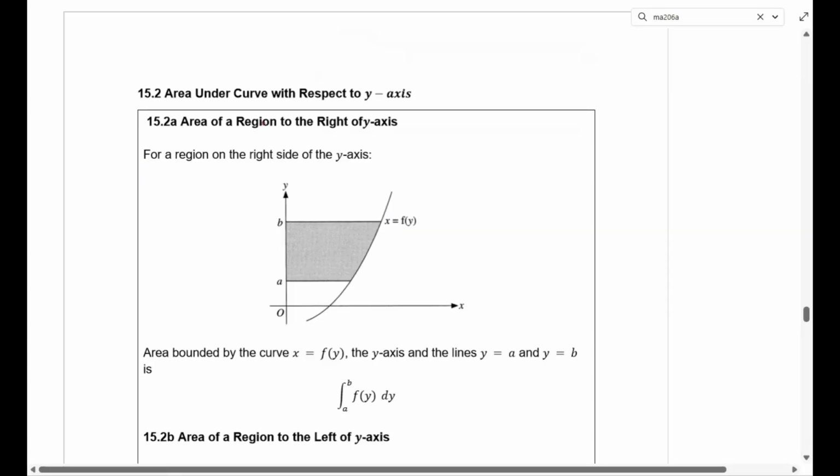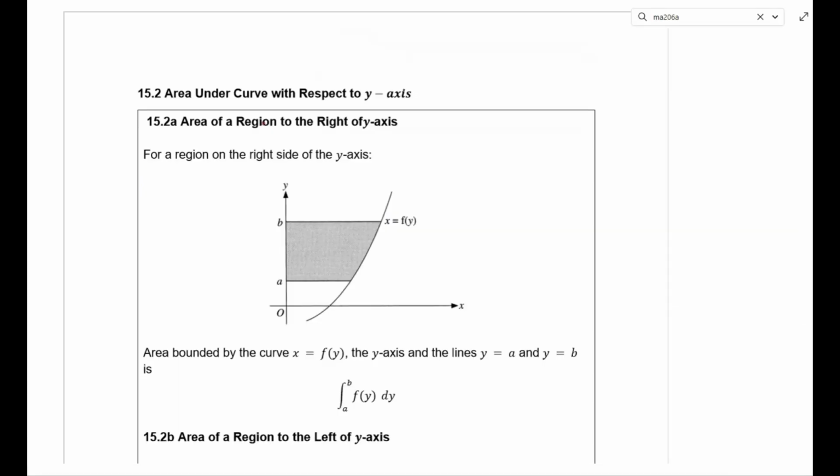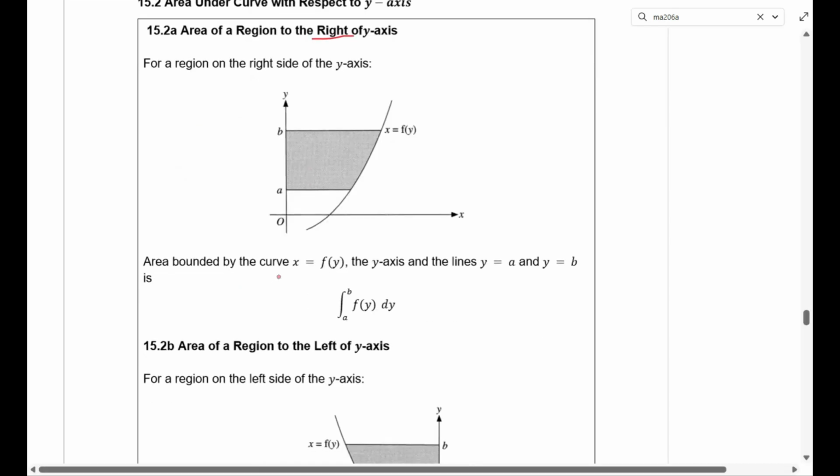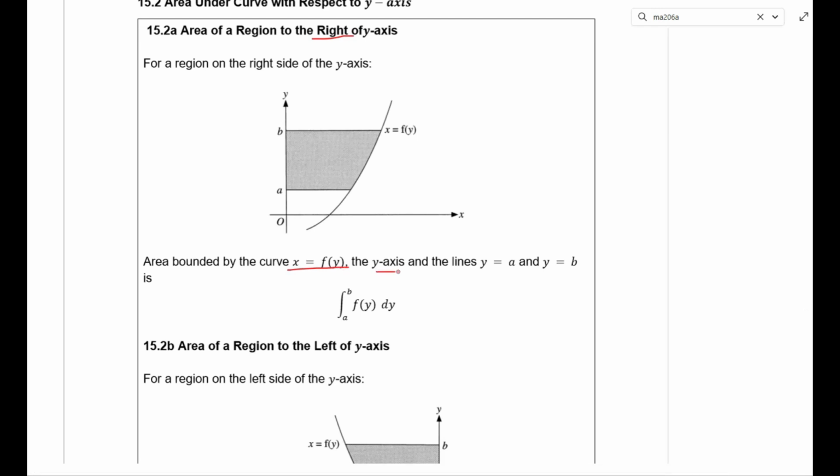Similar to the previous section, now we have the area under a curve with respect to the y-axis instead of the x-axis. Firstly, we have the area of a region to the right of the y-axis. The area bounded by the curve x equals f(y) instead of y equals f(x), the y-axis and the lines y equals a and y equals b is represented by this definite integral. So this shaded region.